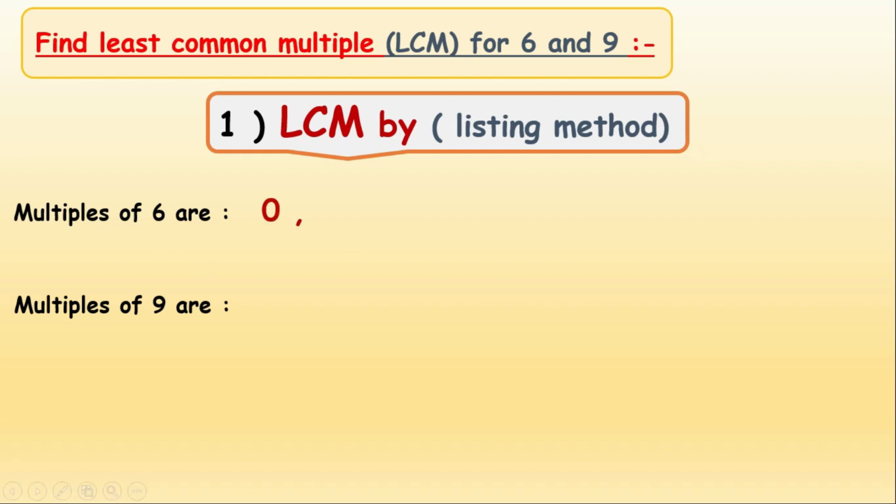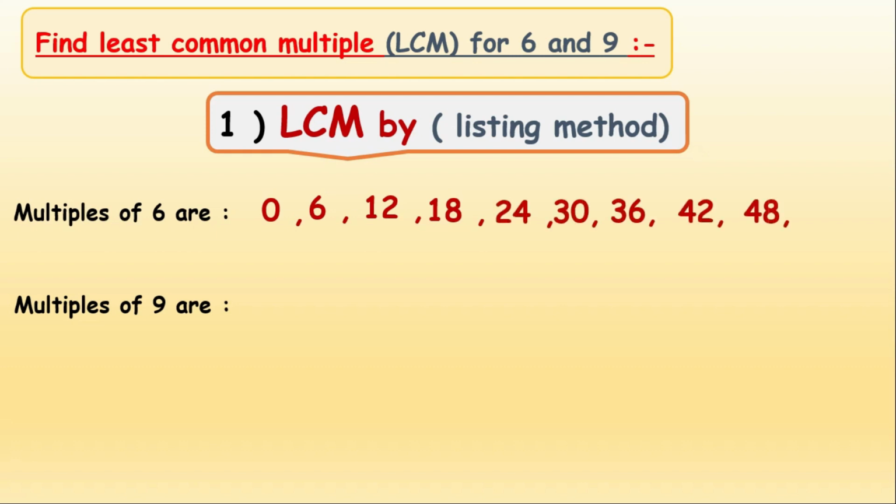The smallest multiple is 0 for all numbers. Okay, 0 and then 6 times 1 equals 6. 6 times 2 equals 12. 6 times 3 equals 18. 6 times 4 is 24 and so on up to 9. Okay, and then multiples of 9. 0, 9, 18, and 9 times 3 is 27, times 4 is 36, times 5 is 45, times 6 is 54.